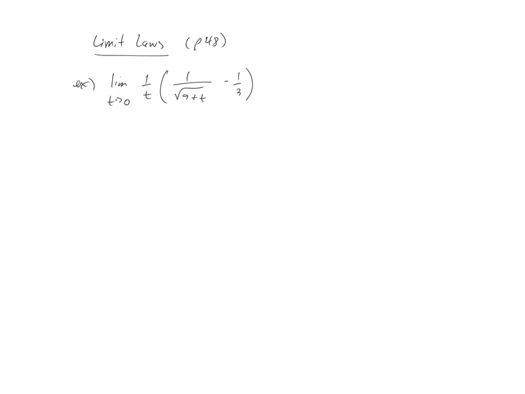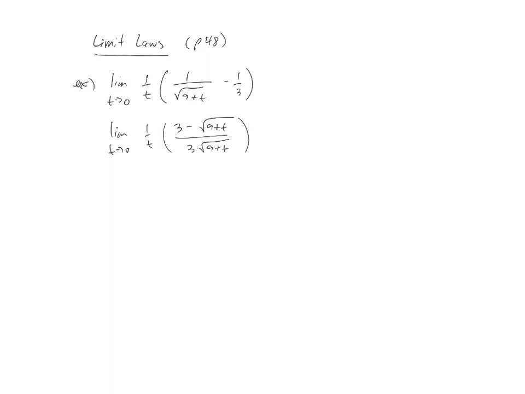And before I even plug the 0 in on this one, first thing I'm going to do is condense it all down into one single expression, one single big functional unit. And so what I'll do is leave the 1 over t off to the side, and then I'll build up an LCD there in the middle. That'll be a 3 minus root 9 plus t over 3 times root 9 plus t.